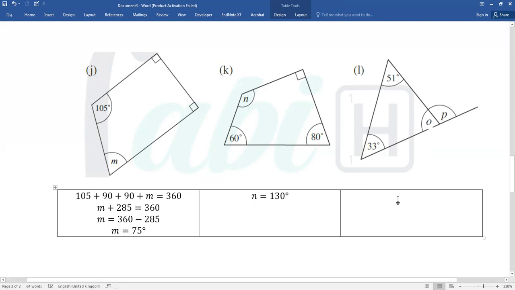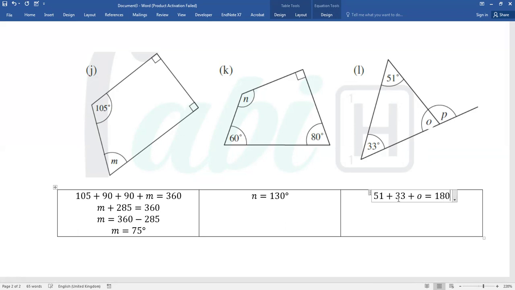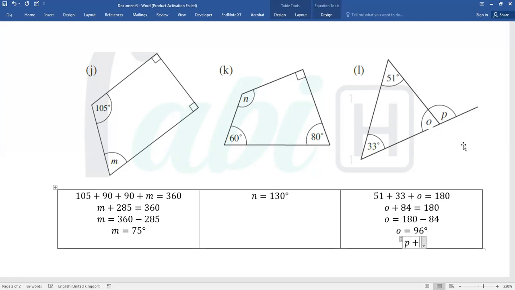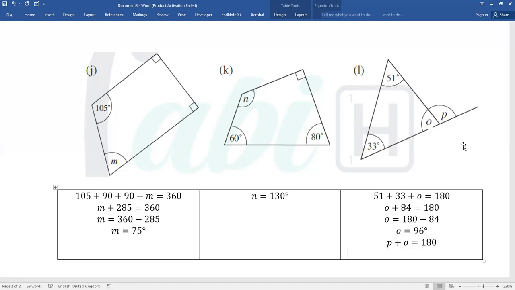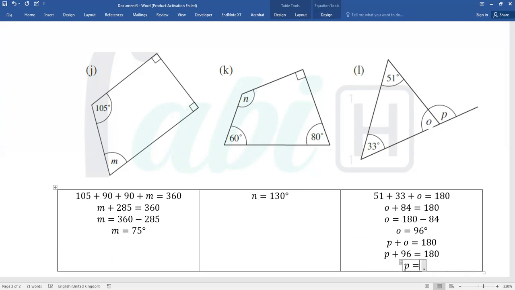Following the sequence, we must first find O. So we say 51 plus 33 plus O is 180. What is the value of O? 96. Okay. And what is the value of P? 84. Good. I want to explain something over here. The sum of these two angles was also 84, and P is also 84.